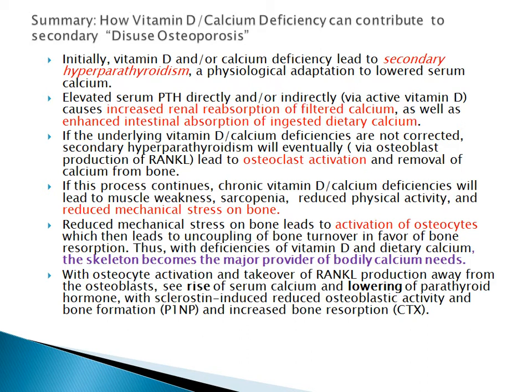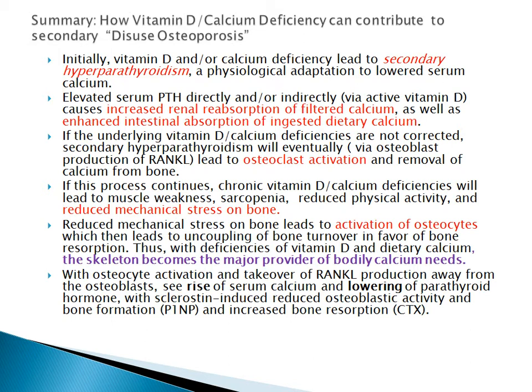So in summary, this is how vitamin D and calcium deficiency can contribute to secondary disuse osteoporosis. Initially, vitamin D and/or calcium deficiency lead to secondary hyperparathyroidism, which is a physiological adaptation to lowered serum calcium. The elevated serum parathyroid hormone, directly and/or indirectly via active vitamin D, causes increased renal reabsorption of filtered calcium, as well as enhanced intestinal absorption of ingested dietary calcium.